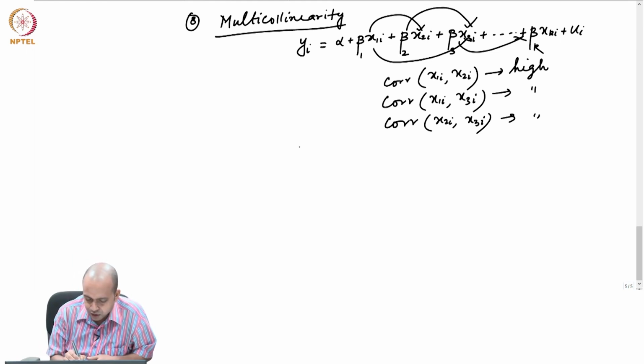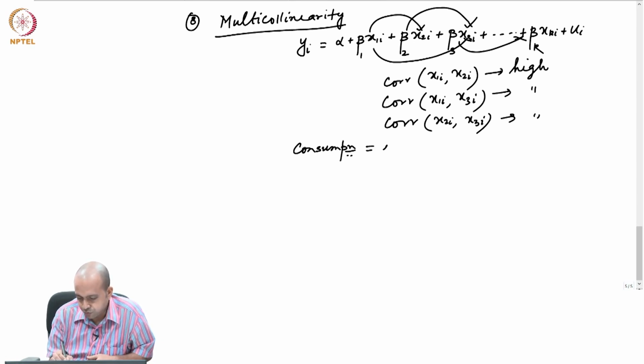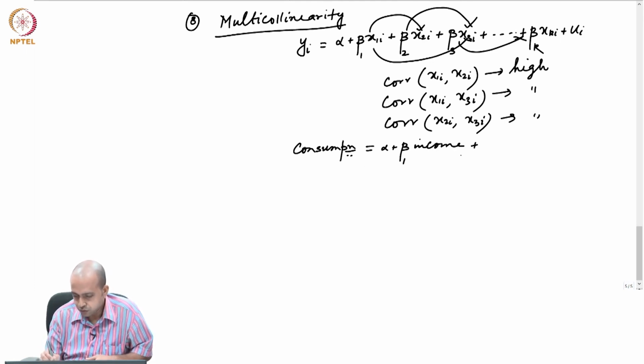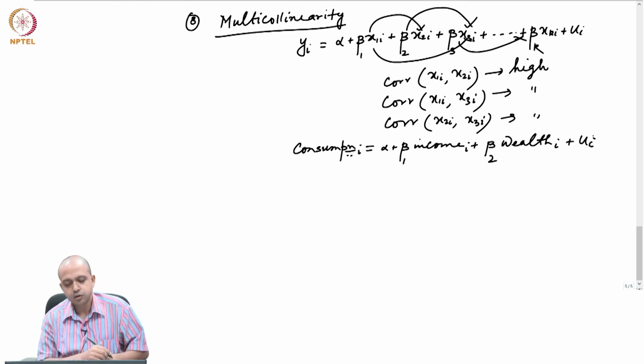For example, let's say when you are thinking of consumption, consumption is a function of alpha plus beta 1 income plus beta 2 wealth plus ui. So consumption function theory says that consumption depends not only on income but also on wealth.